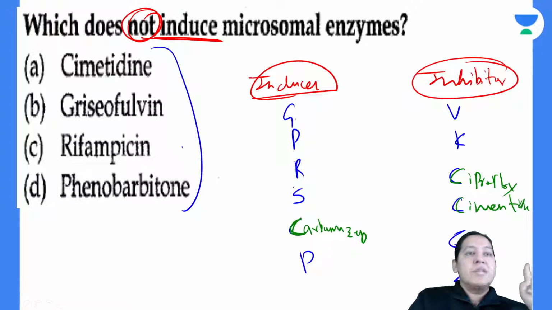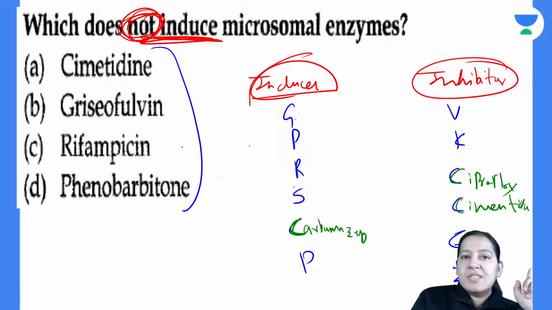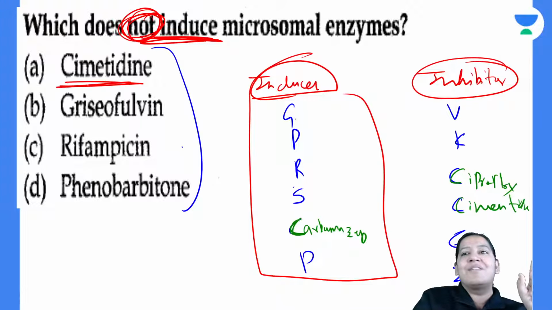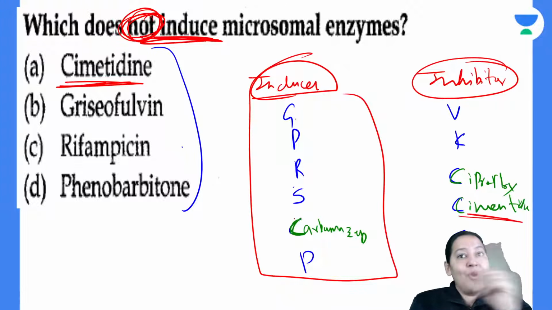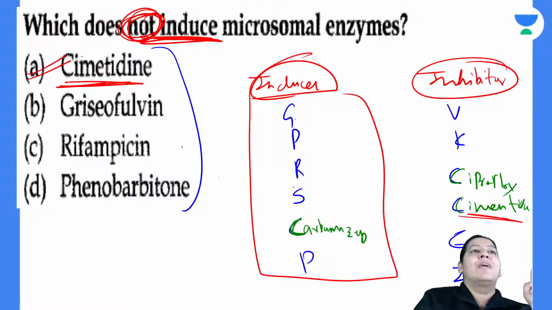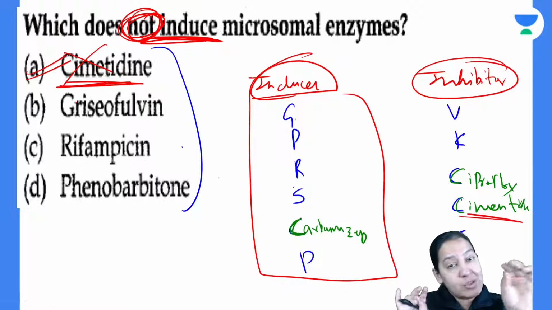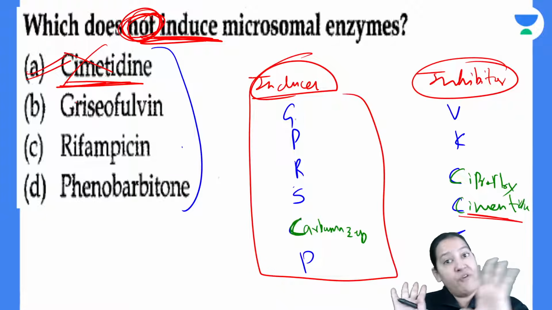Now apply it. What is the examiner asking? Which of the following is not an inducer? See this mnemonic: which option is not coming in it? Of course the answer is cimetidine. Cimetidine is coming in the inhibitor mnemonic, not here. So the correct answer is A only. But let's see the other 3 options before marking. Be super duper sure before marking the answer.